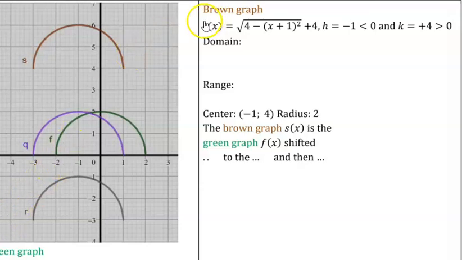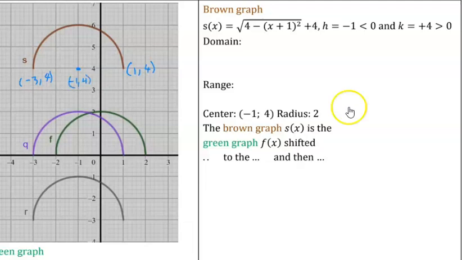Let us look at the brown graph. I've already supplied the formula here. You can see we still have a radius of 2, because first of all, this endpoint here is the point (1, 4), and the left endpoint is at (-3, 4). So if I add the radius, then I get the center here, which is at (-1, 4).